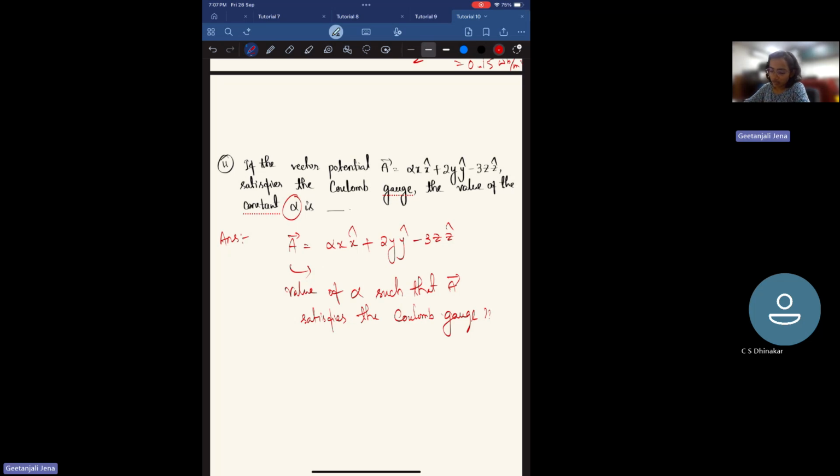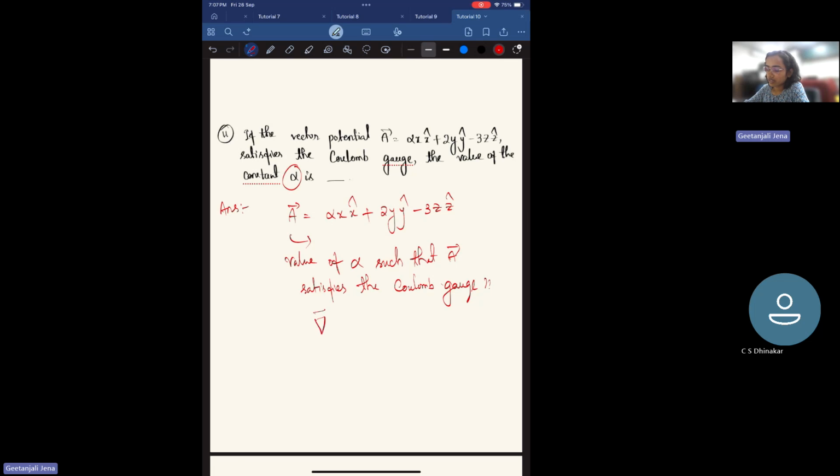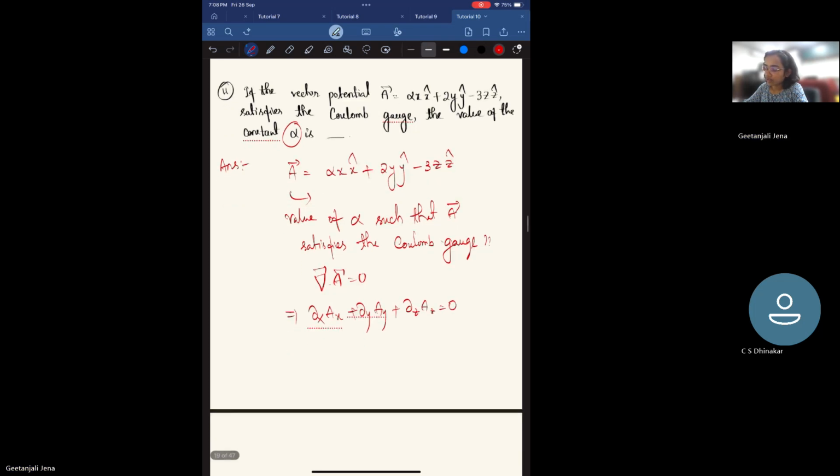Okay, yes, the answer is correct. Coulomb gauge means the divergence of A should be zero. So ∂A_x/∂x plus ∂A_y/∂y plus ∂A_z/∂z should be zero. And ∂A_x/∂x is alpha, plus 2, minus 3. That means alpha is 1.